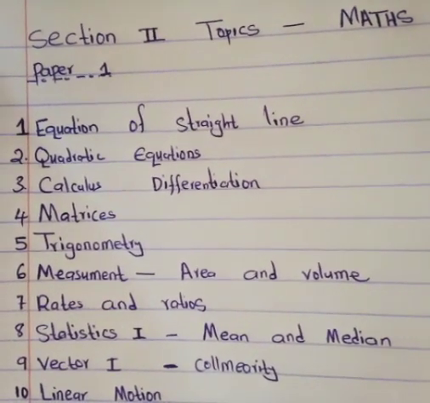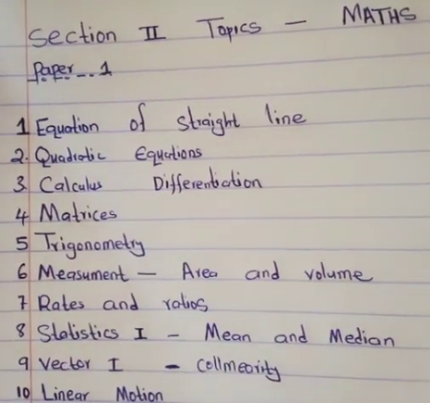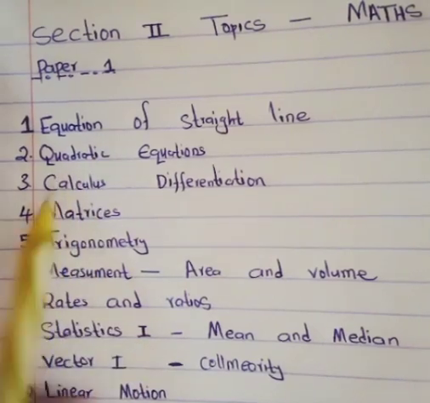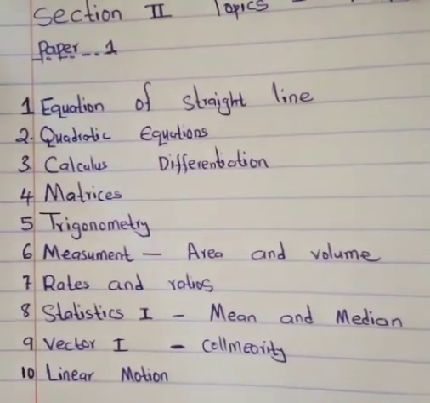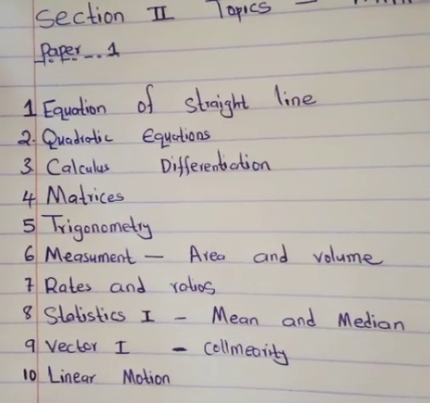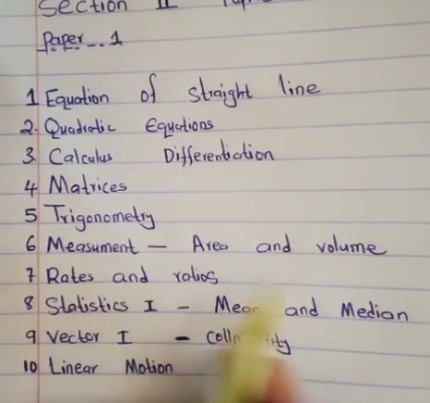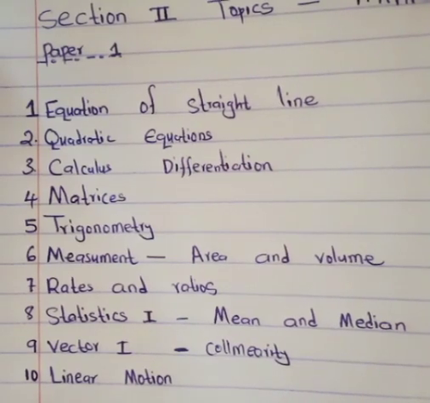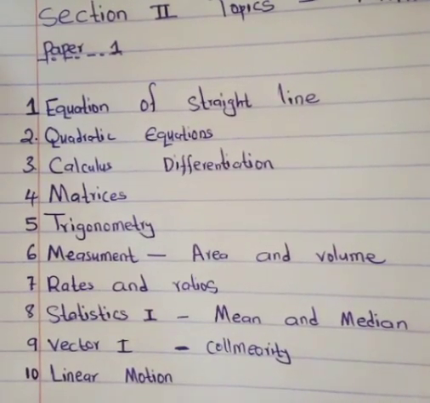So I want to start with section 2 topics, paper 1. The first topic is equation of a straight line. This is a form 2 topic. Quadratic equation. We have calculus, differentiation. We have matrices. We have trigonometry. We have measurement. In measurement here, we are saying area and volume, but here prepare on the areas of linear scale factor, area scale factor, and volume scale factor.